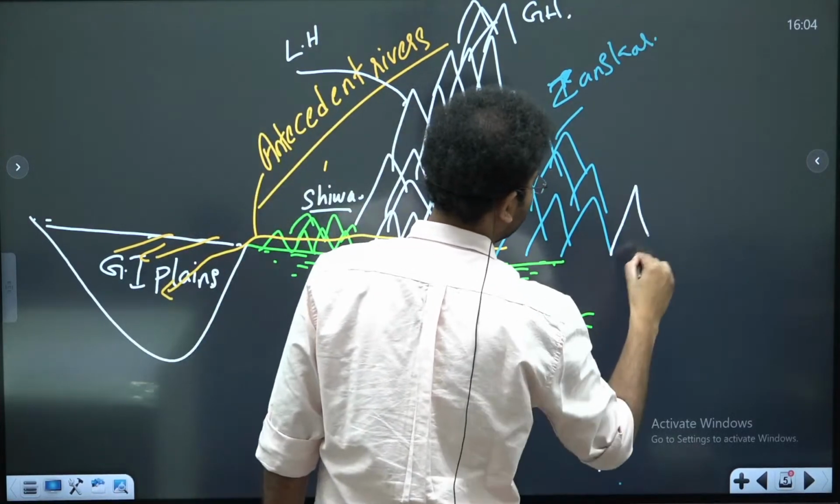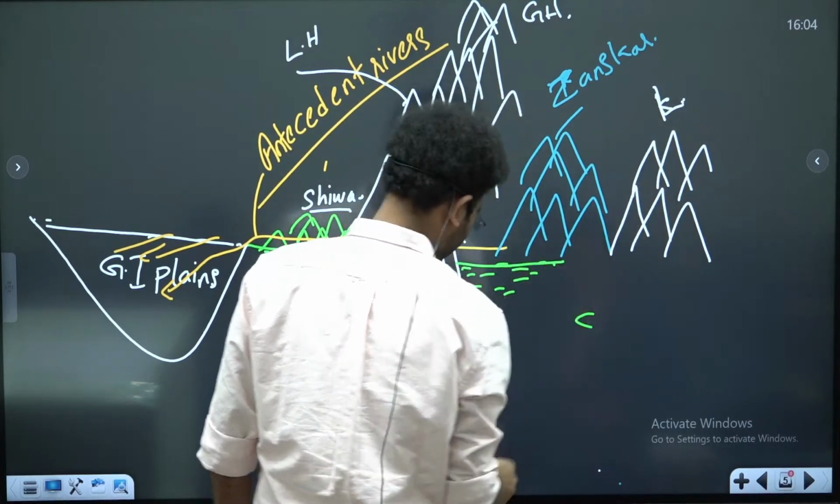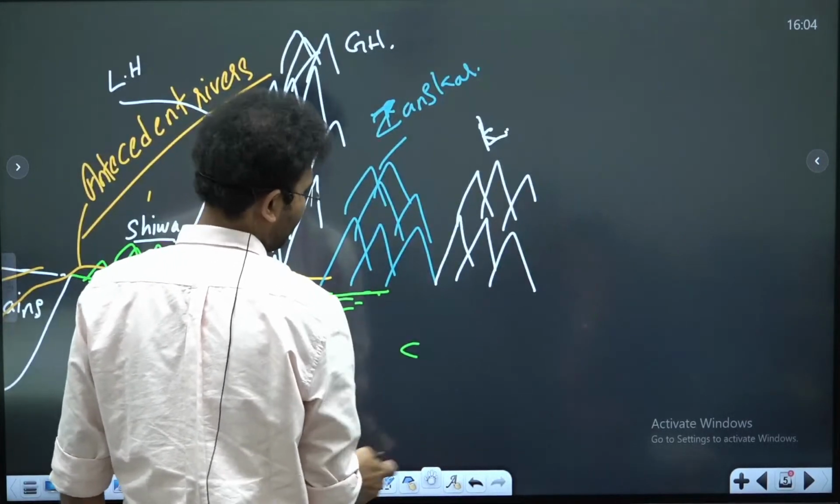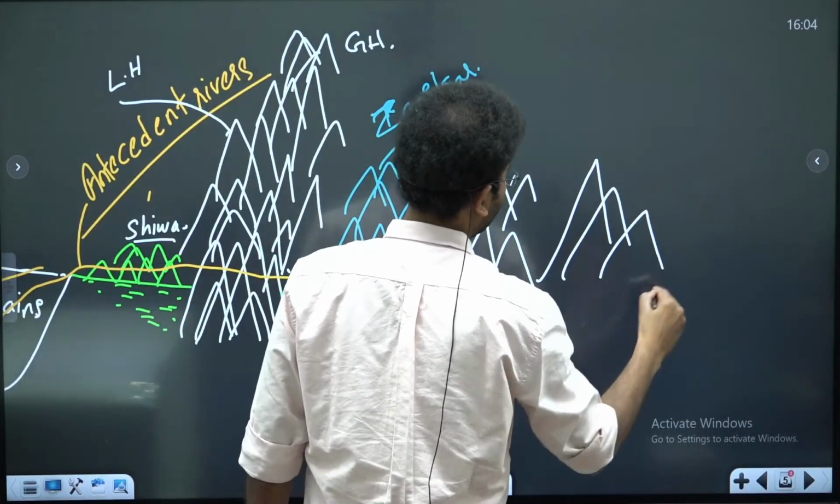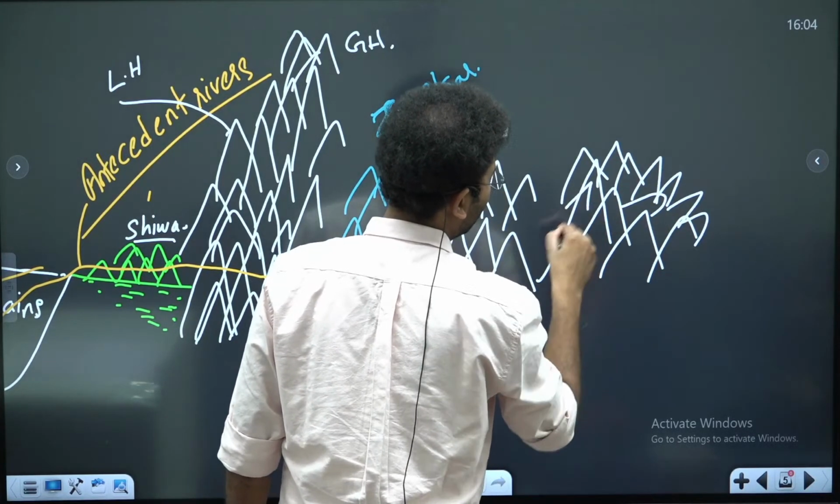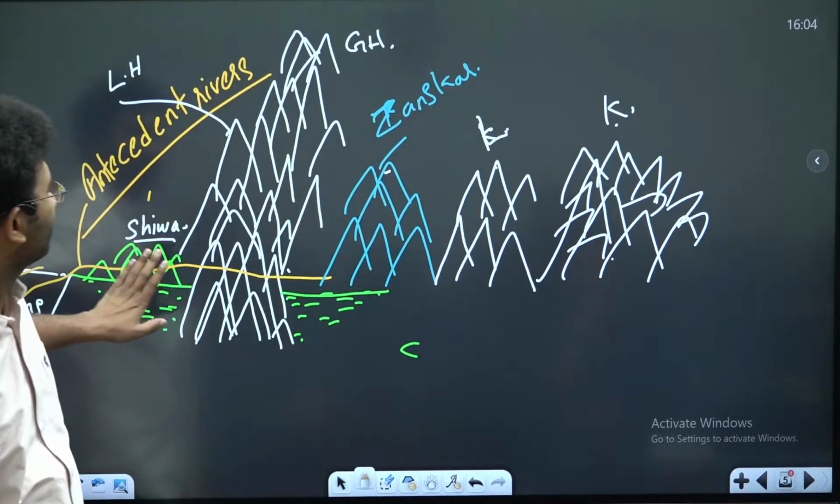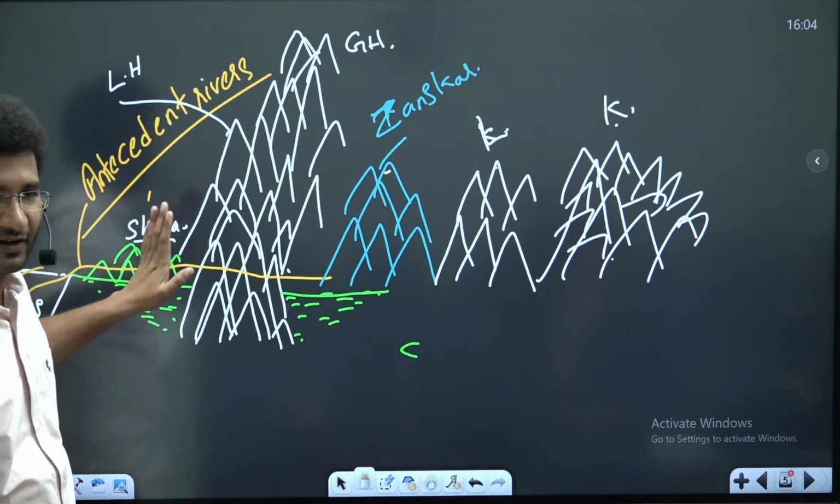Then you have Karakoram, sorry, this is Ladakh range, and then you have Karakoram. The Karakoram irregular formations. This is Karakoram, Ladakh, Zanskar, Greater Himalayas, Lesser Himalayas, and Shivaliks.